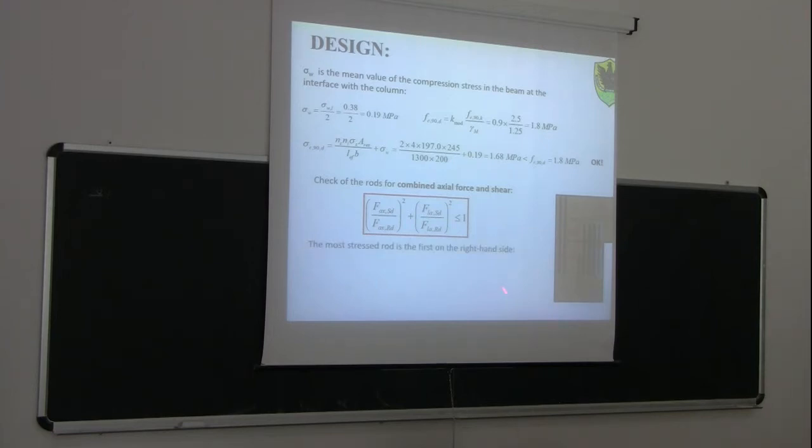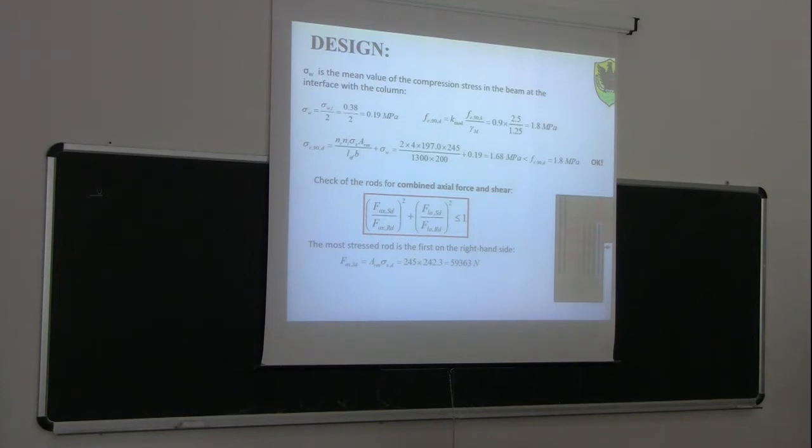So as we said yesterday, the most stressed rod, if you remember, is the first on the right hand side. This one is subjected to the highest compressive load. And so we will have to check that the combination between this axial force and the shear force satisfies this interaction criterion. We start by calculating the demand, in terms of compression force.